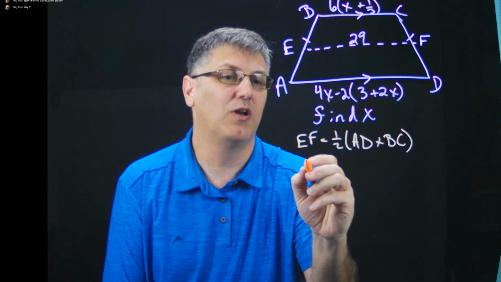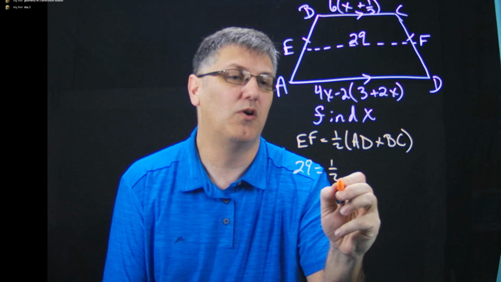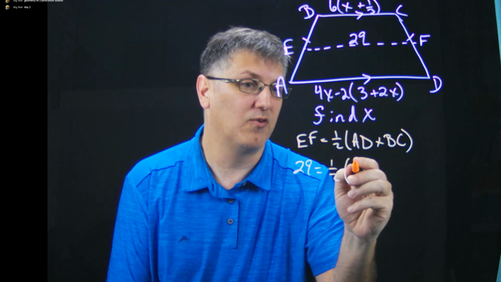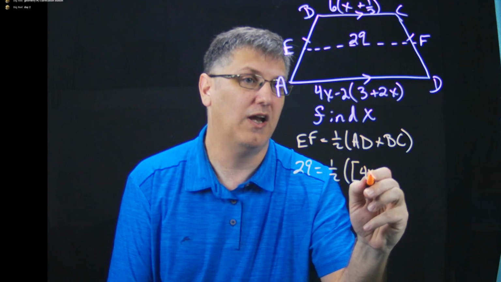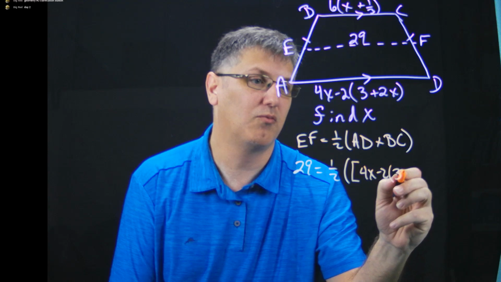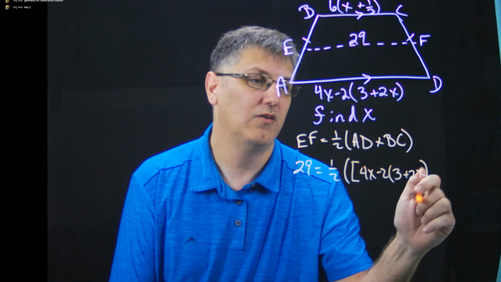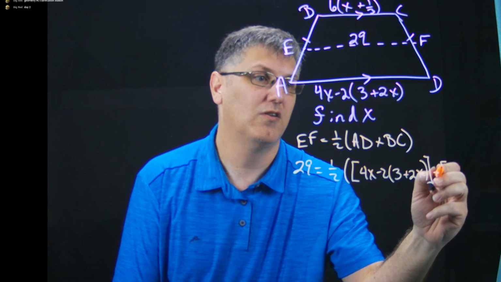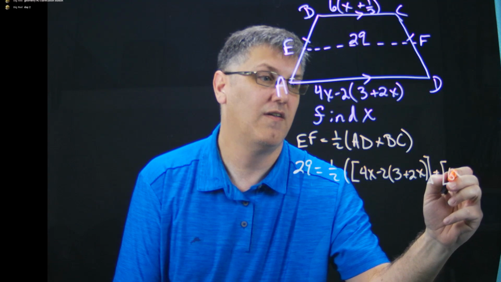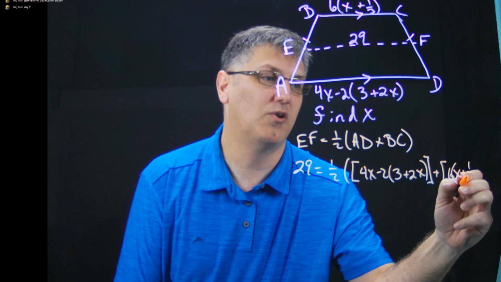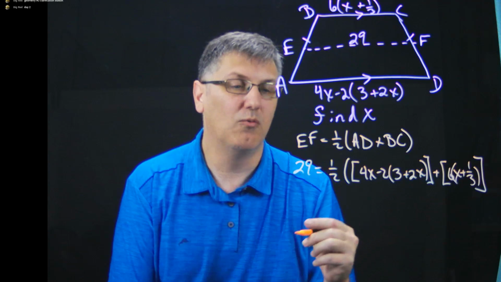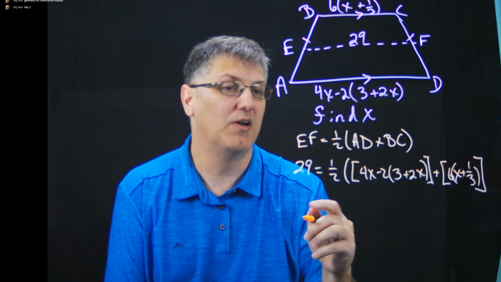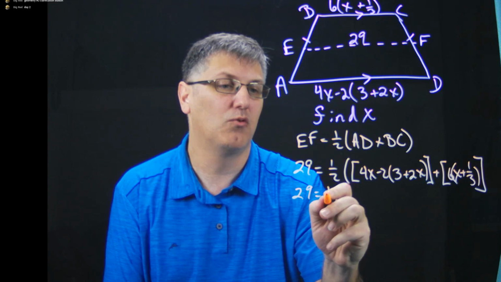So my EF is 29. This is going to be 1/2 of, well, my AD is, I'm going to put this in a different type of parenthesis, [(4x minus 2)(3 plus 2x)] plus my BC, which is 6x plus 1/3. From here, it's just algebra 1. We're going to work inside the parentheses first and kind of go from there. So I have 29 equals 1/2.